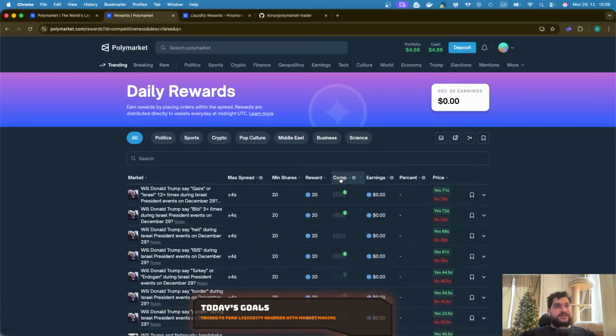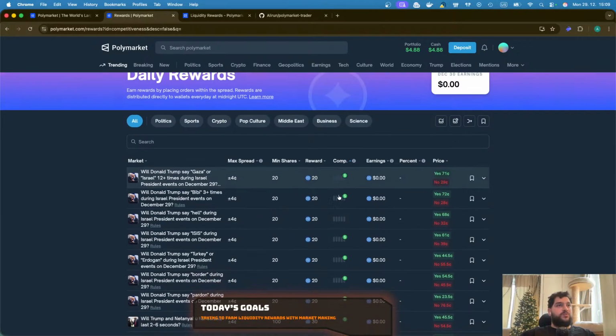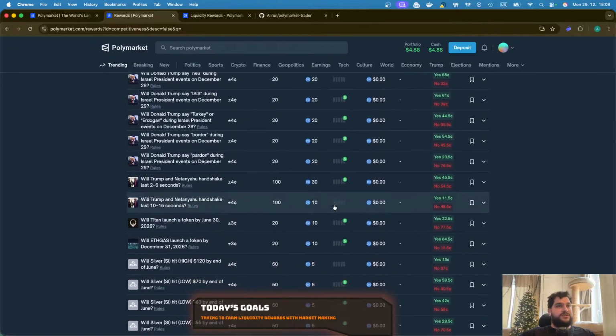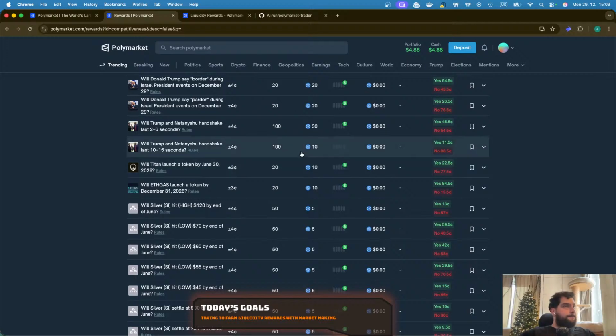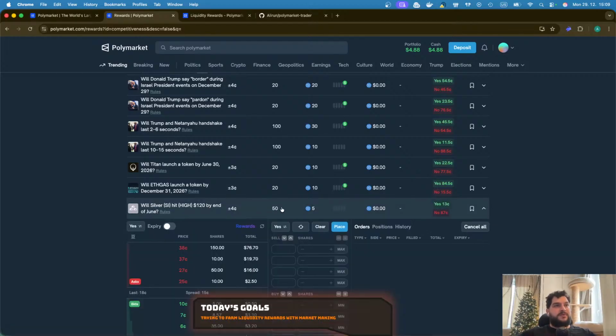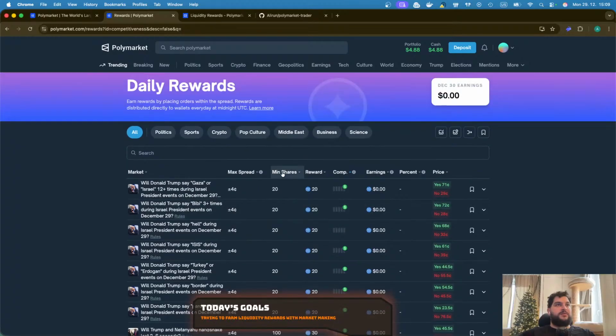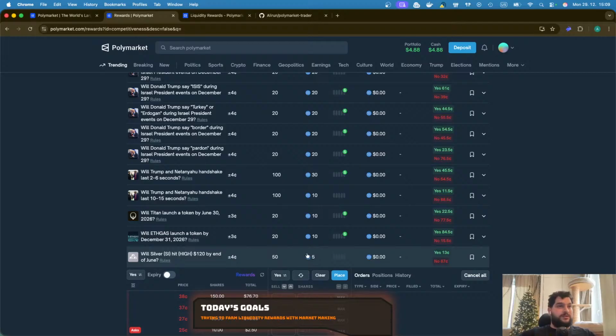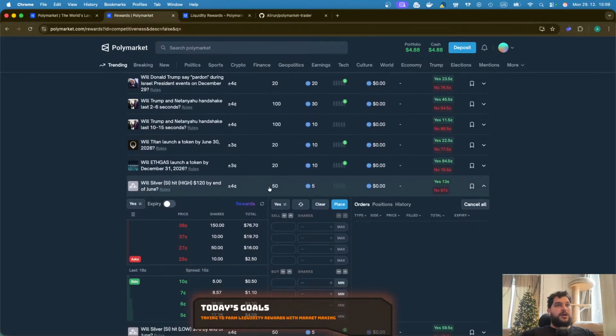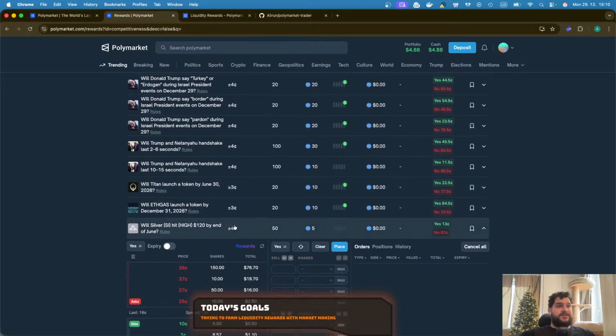Let's probably just sort everything by competition. Of course, we want something that has no competition or less competition, because this is going to be more profitable for us. So let's say this one, for example: will silver hit high 120 by the end of June. This is a market where your minimum position, minimum shares, is 50, and the reward is $5. So probably that's why no one holds their assets there. And the max spread is 4 cents.